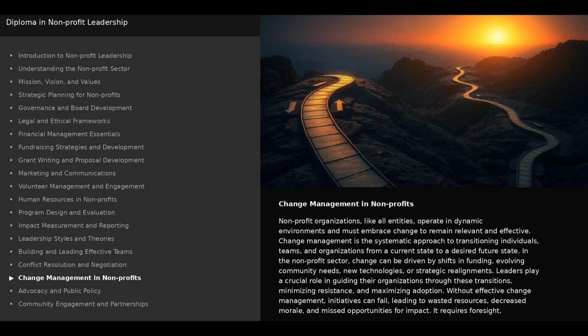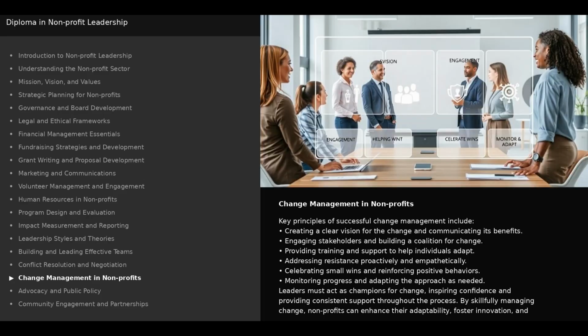Without effective change management, initiatives can fail, leading to wasted resources, decreased morale, and missed opportunities for impact. It requires foresight, empathy, and strong communication. Key principles of successful change management include creating a clear vision for the change and communicating its benefits, engaging stakeholders and building a coalition for change, providing training and support to help individuals adapt, addressing resistance proactively and empathetically, celebrating small wins and reinforcing positive behaviors, monitoring progress and adapting the approach as needed.